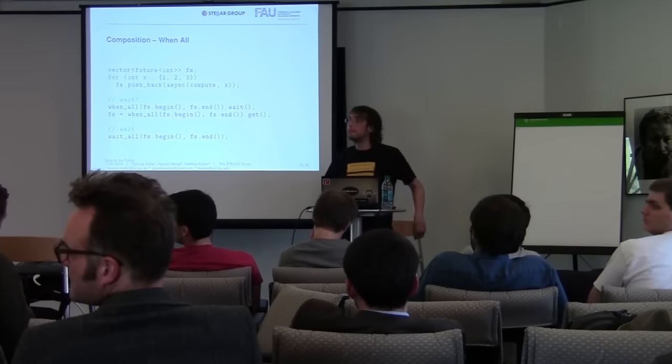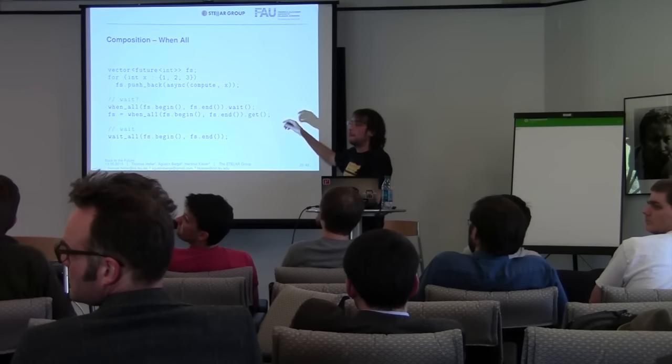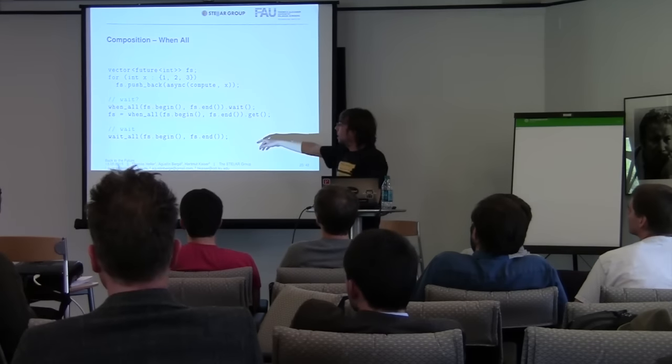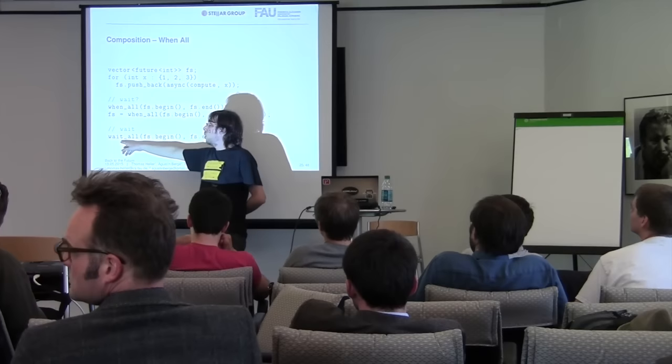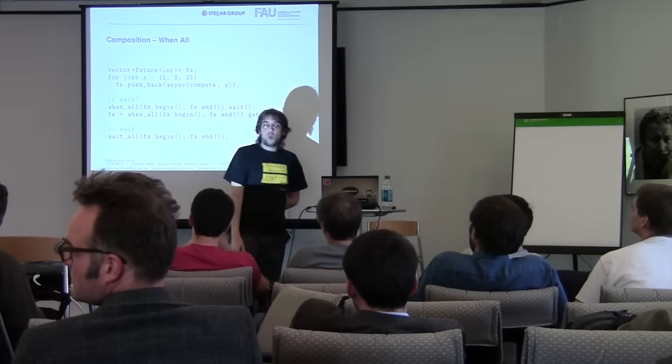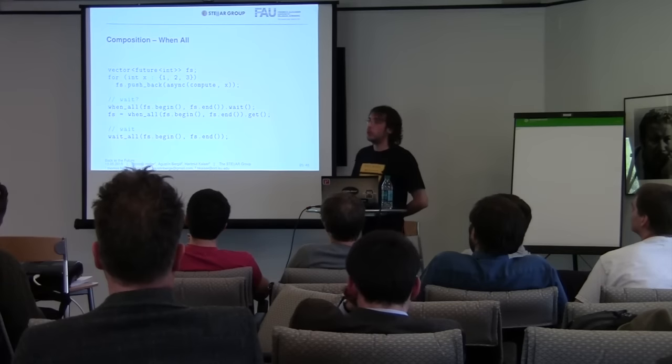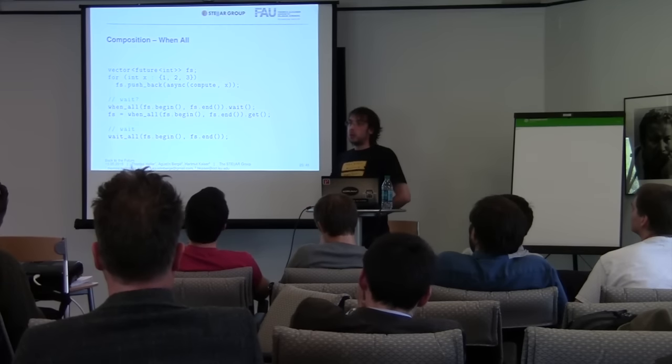Sorry, are you saying the last one there, it looks to me like it has no get at the bottom one? Is it the wait_all? It doesn't return a future at all, it actually just waits. wait_all returns void. Future.wait returns void.